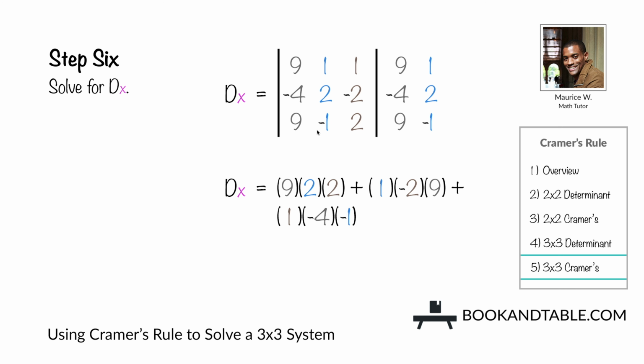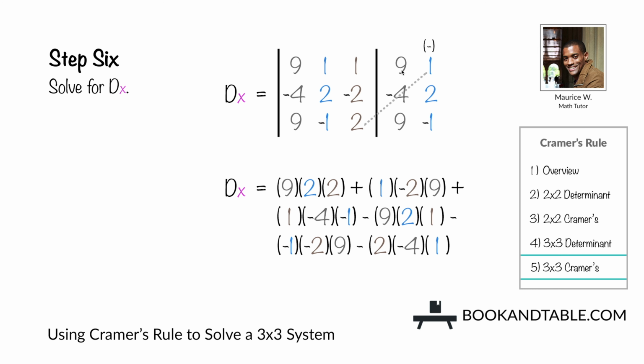And now we go to row 3, column 1, and we multiply the numbers going up to the right, and we subtract these products, and we repeat this for column 2 and column 3. So starting with 9, we get minus 9 times 2 times 1, minus negative 1 times negative 2 times 9, minus 2 times negative 4 times 1. And now we have the expression we need to find dx.